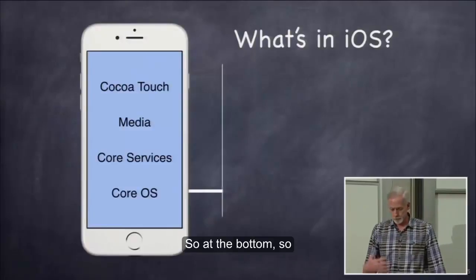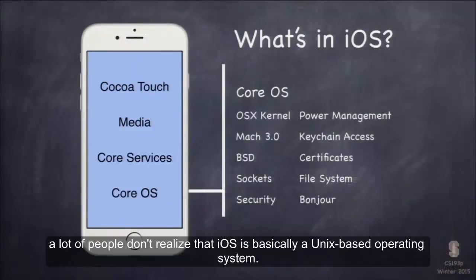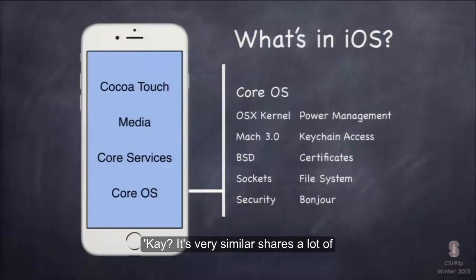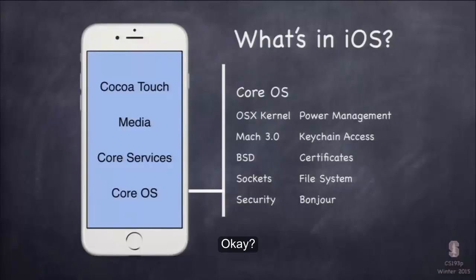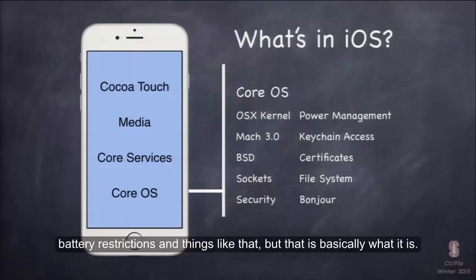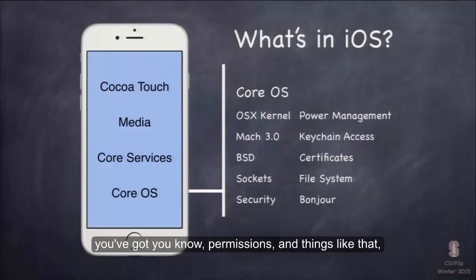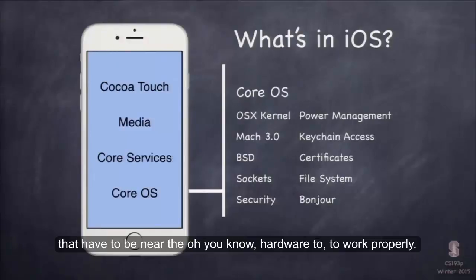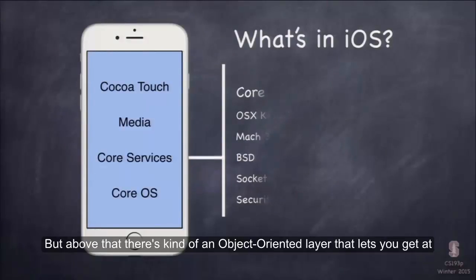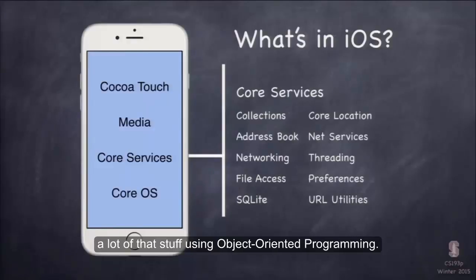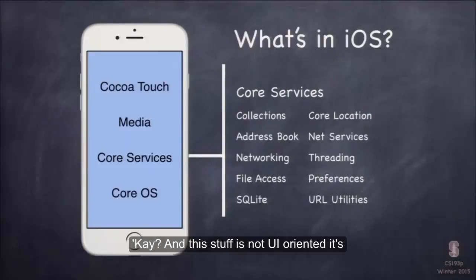Okay, so at the bottom, a lot of people don't realize that iOS is basically a Unix-based operating system. It's very similar, and shares a lot of the core of Mac OS X. Now it's certainly optimized for mobile devices, which have battery restrictions and things like that. But that is basically what it is. And so down at that layer, you've got sockets and you've got permissions and things like that that have to be near the hardware to work properly. But above that, there's an object-oriented layer that lets you get at a lot of that stuff using object-oriented programming. Okay, and this stuff is not UI oriented.